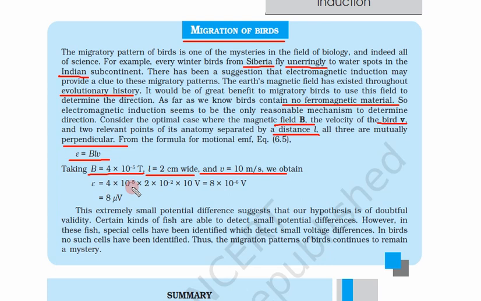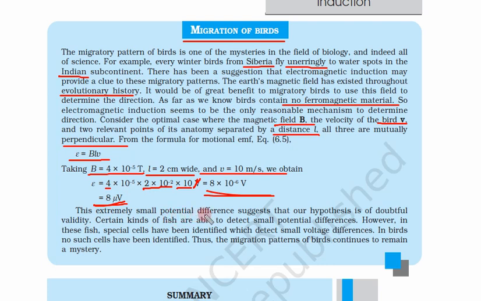4 into 10 to power minus 5, 2 centimeter means 2 into 10 to power minus 2 meter. This V is equal to 10 meter per second. So when we calculate this, what do we get? We get 4 into 2 into 10 into 10 to power minus 7. So this 4, 8, 10 to power minus 7 into 10, that means 10 to power minus 6. So 8 into 10 to power minus 6, that means 8 microvolt. So there is a very small electromagnetic induction induced, around 8 microvolt.